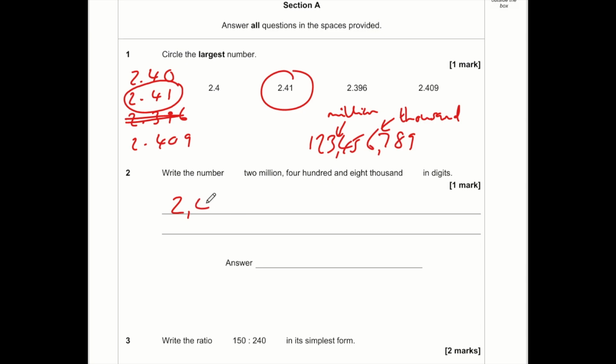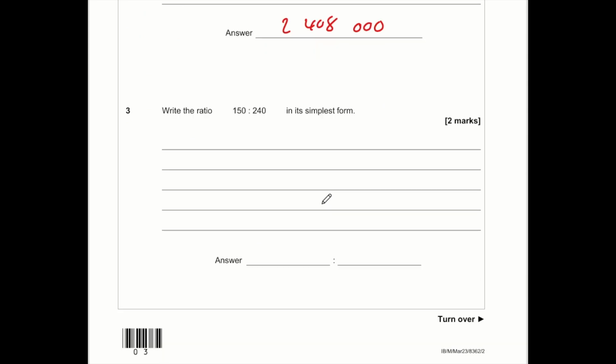408,000, so I'm going to write 408 and then another comma, and there's nothing after the 1,000, so the next 3 digits will all be 0. So there we go, 2,408,000. So putting the commas in can certainly help making sure you get that question correct.